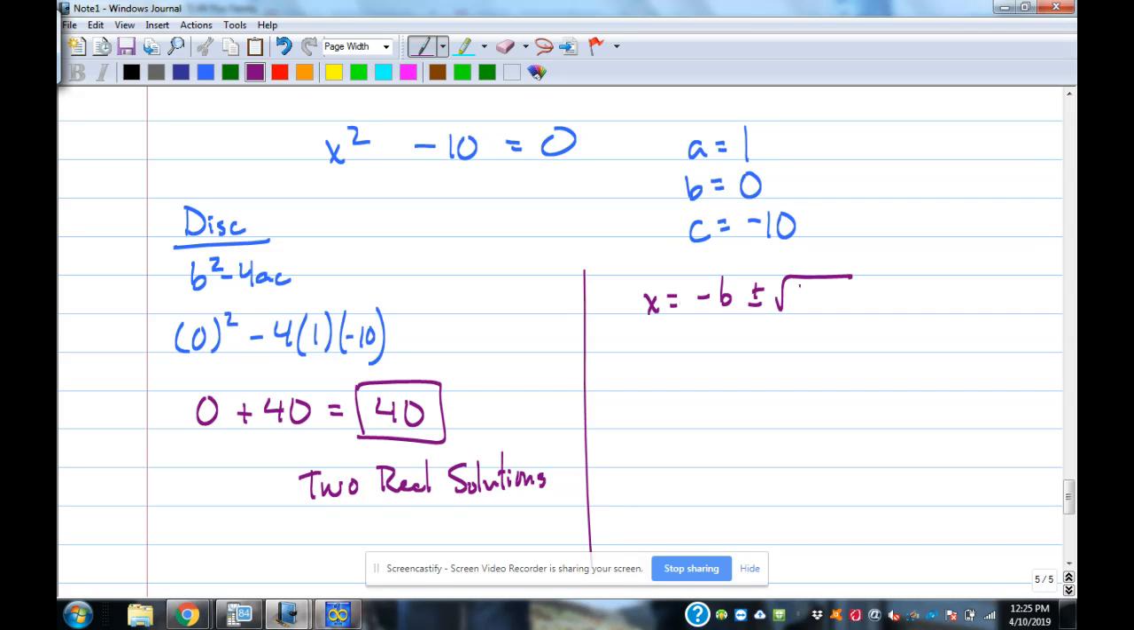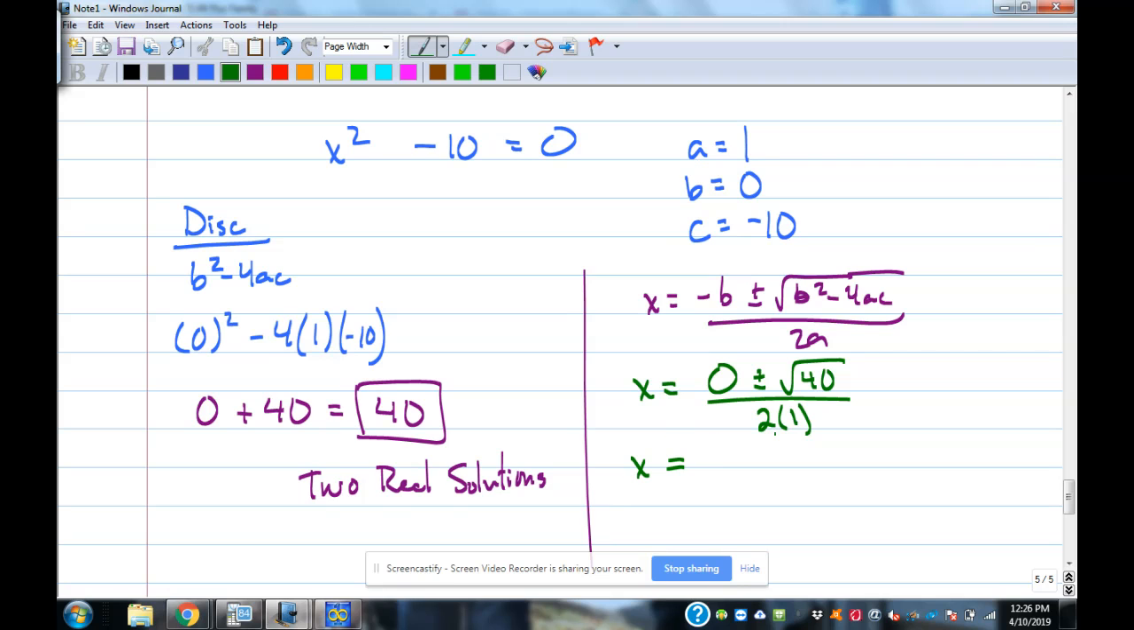-b plus or minus the square root of b squared minus 4ac, divided by 2a. Okay. Plug in the things we know. What do we know about b? It's 0, so negative b would still be 0. There's no such thing as -0. 0 is in between negative and positive, so it doesn't change signs. And then the square root of 40, and then 2 times 1 on the bottom. So does 40 have a nice square root? No, 10 square root of 10 is the square root of 100.